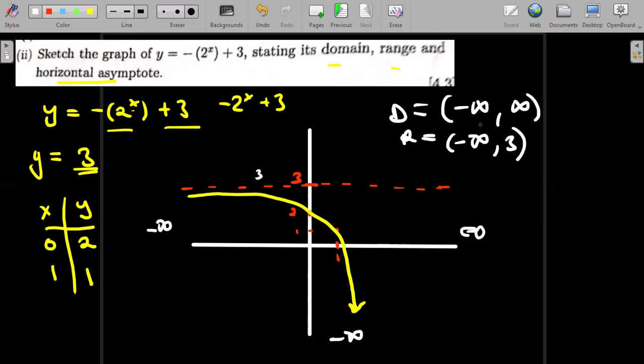So this is your domain, your range, and of course your asymptote you've shown. You can write that my horizontal asymptote is just y equal to 3. So this is how you graph this exponential function.